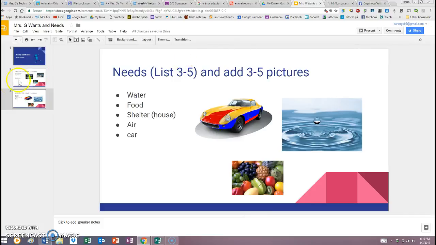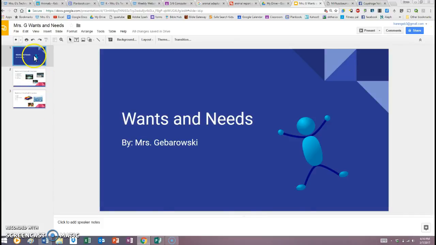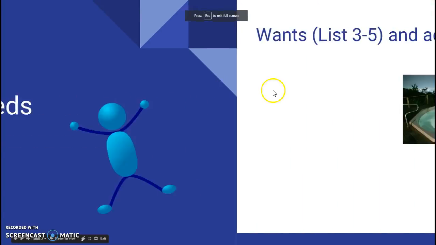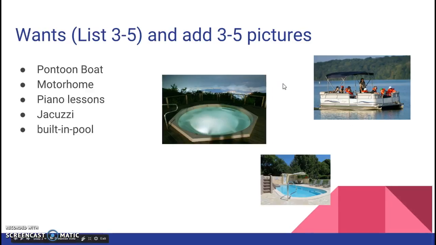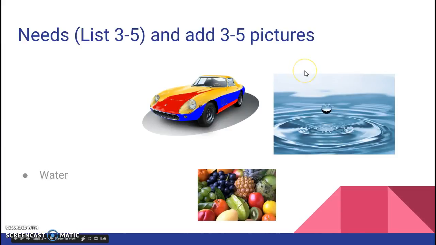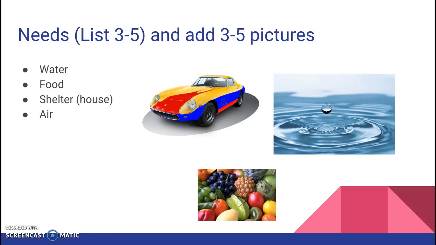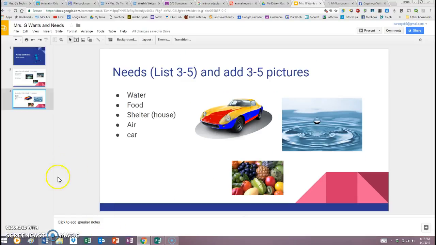So if I click up here, currently I'm on slide 3. I could click here and just click present because I'm on slide 1, but if I weren't, then I would choose present from beginning. And now you can see there's my transition. Now my separate animations of the things that I want, not need. And these are the things that I need: water, food, shelter, air, and a car. And I'll click again and either hit escape or click exit to get out of that. So let's get started adding those animations and transitions.